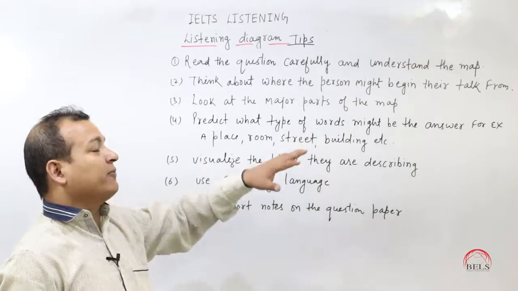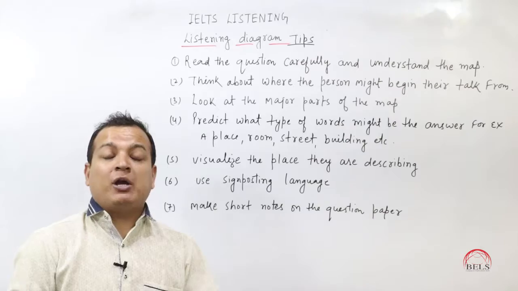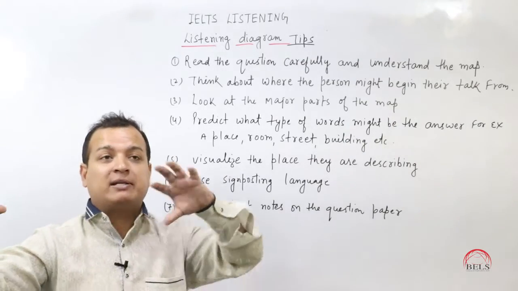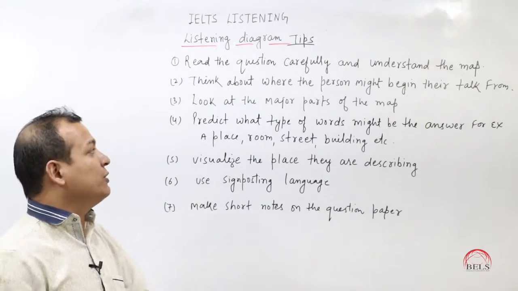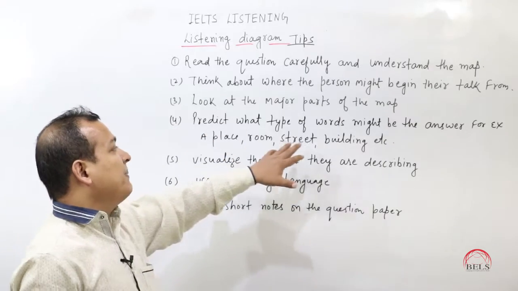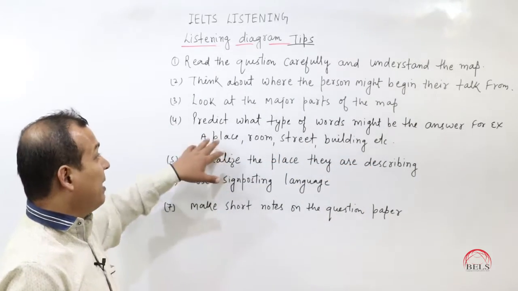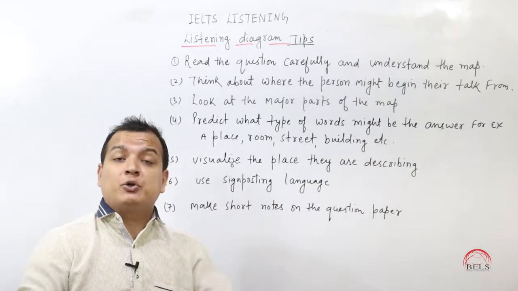Look at the major parts of the map. If there is a building, say a university, you need to understand what its major parts are, like a tea stall, a library, a computer lab. These things you need to keep in your mind. Predict what type of words might be the answer, for example a place, room, street, building, etc. What can be the answer? You need to predict that.